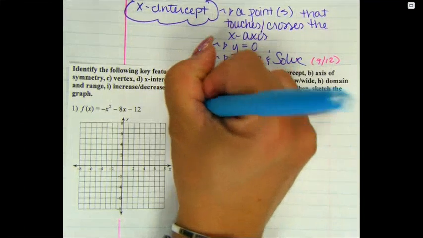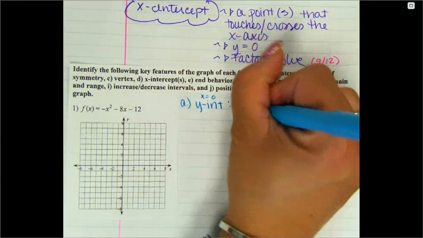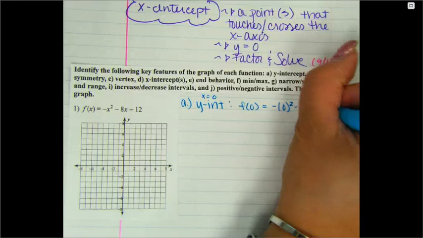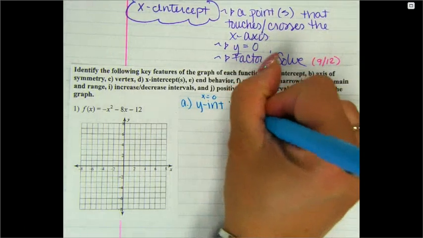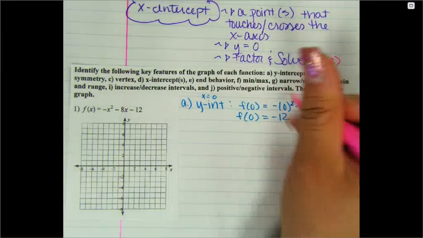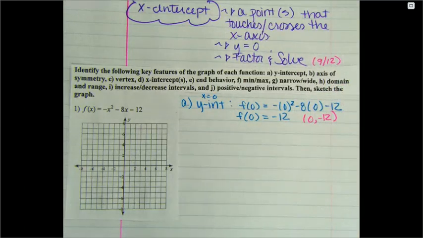So for letter A, y-intercept means that x is 0, which means f of 0. I'm only going to do it on this one. Which you do get what? Negative 12. How do I want your answer, though? Very good. 0, negative 12 is my answer. If I don't have 0, negative 12, am I right or am I wrong? You're going to be wrong. Okay, what's next?